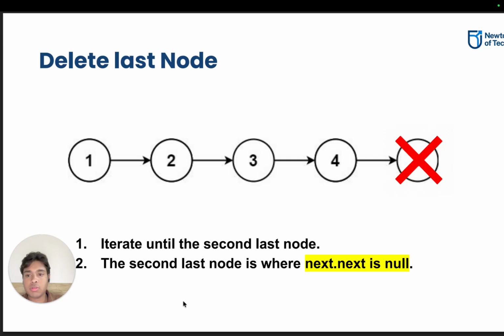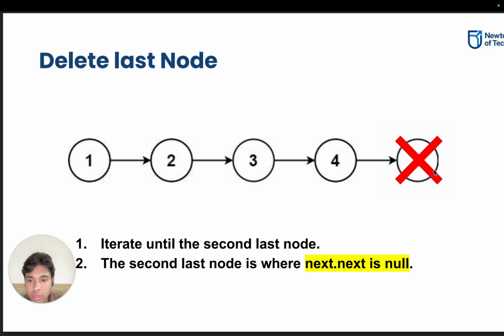So now we go through deleting the last node. It's saying I have to delete the last node. You can see I have 1 2 3 4 5, so I have to remove the 5 from the linked list. So basically what I have to do, I have to iterate until the second last node.